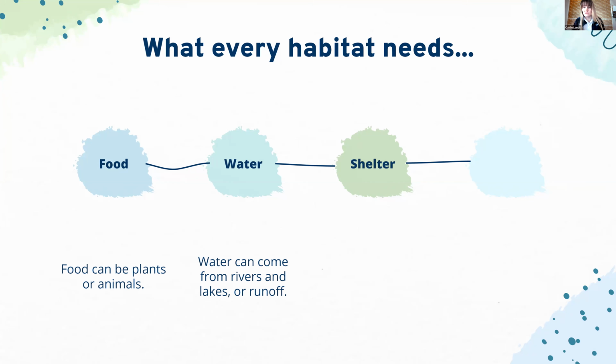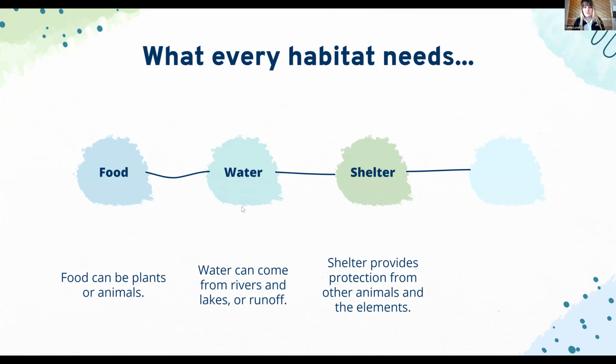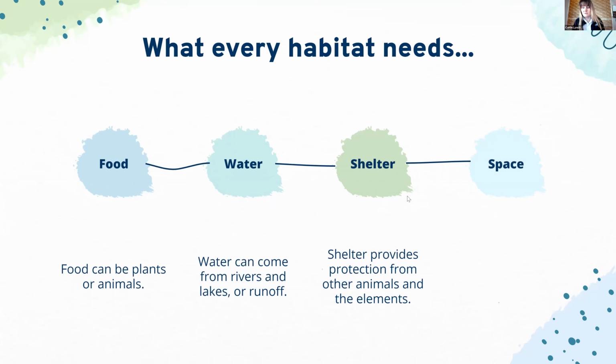Also, our animal's going to need shelter in their habitat. Shelter will provide protection from other animals. It also will protect them from the elements. So if we have some pretty aggressive weather, they will be able to protect themselves from any kind of harm from that. And also they will need space. Space is going to be super important for their territory, for making sure they have space to move around, and also for when they need to lay their eggs or if they have young or anything like that. They want to make sure they have plenty of space to do that.